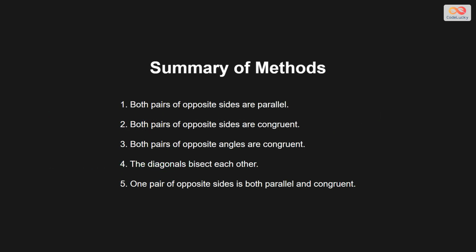To recap, here are the 5 ways to prove a quadrilateral is a parallelogram. 1. Show both pairs of opposite sides are parallel. 2. Show both pairs of opposite sides are congruent. 3. Show both pairs of opposite angles are congruent. 4. Show the diagonals bisect each other. And 5. Show that one pair of opposite sides is both parallel and congruent.